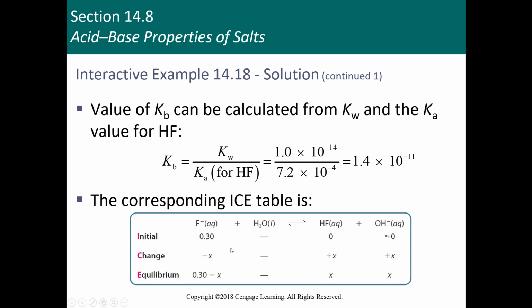Now again, we go ahead and do an ICE table just so we can organize everything. So we start with 0.3 molarity of the F minus. We don't start with any HF, and we assume we don't start with any OH minus, because the 10 to the negative 7 is just not enough to matter. At least we hope. And so here we have 0.3. We're going to have to use up some of this 0.3, so 0.3 minus x. That's going to give us x HF and x OH minus.